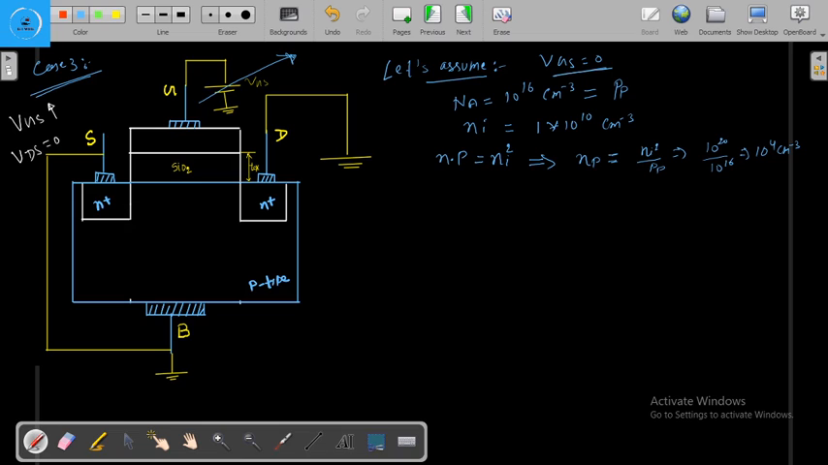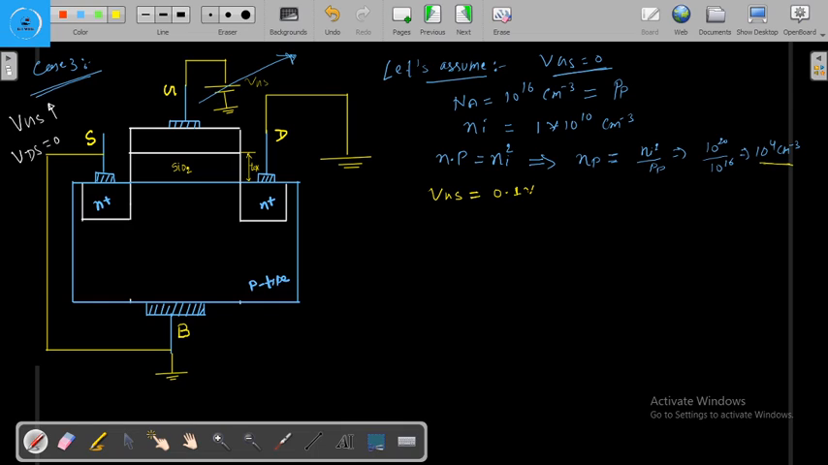Now what we are doing, we are increasing the gate to source voltage. First let's see, when we have kept this VGS equal to 0 and VDS also 0, only the depletion region will be present here. The concentration of the hole in this p type substrate is 10 to power 16, and the concentration of the electron in this p type is 10 to power 4.